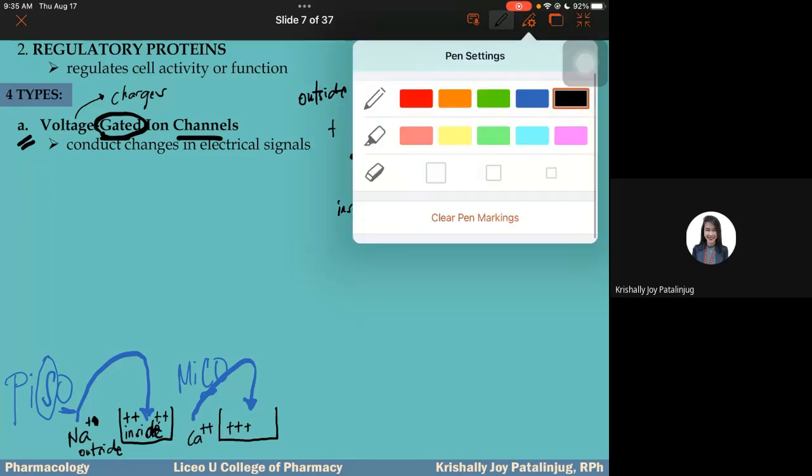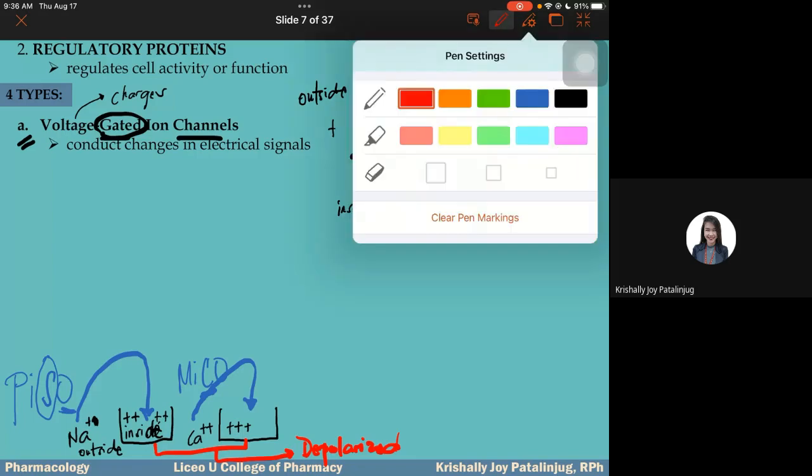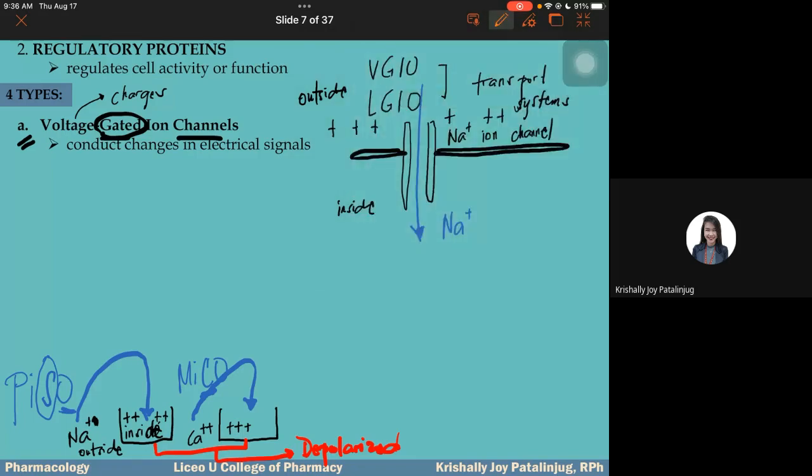And that makes the cell depolarized. Right? It becomes depolarized. What is the effect? Is it a stimulatory or inhibitory effect, if the inside of the cell is positive? Stimulatory or inhibitory? Okay. If the cell depolarizes, that is a stimulatory effect. Okay, very good. Stimulatory.